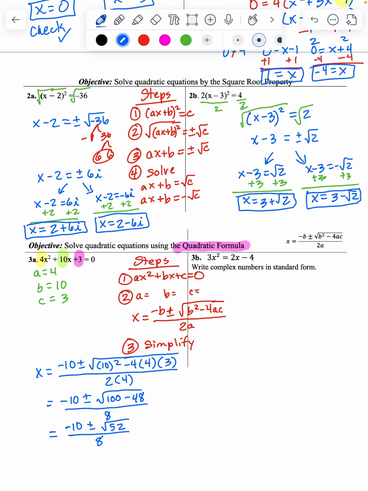So 52 we'll factor into 2 times 26. 26 will factor into 2 times 13. 2 is prime, those branches don't go any further. 13 is also prime. Nothing else divides into 13 besides itself and 1. So those branches all stop there.